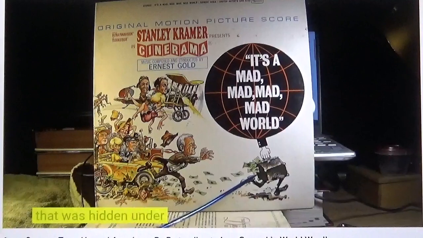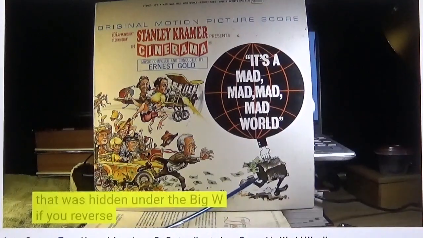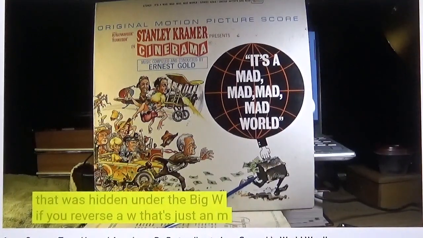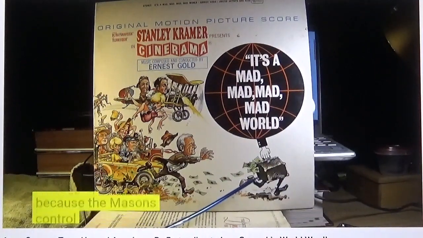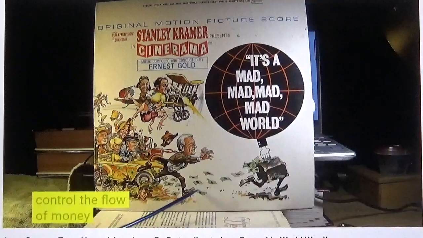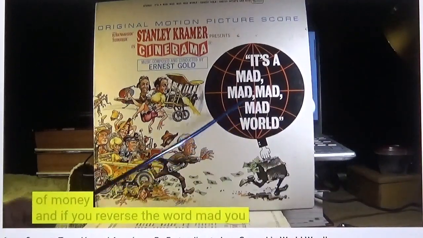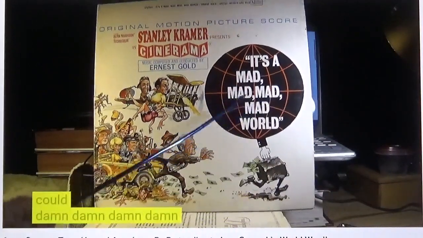that was hidden under the big W. If you reverse the W, that's just an M for Mason, because the Masons control the flow of money. And if you reverse the word mad, you get damn world.